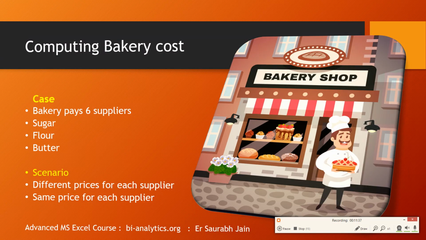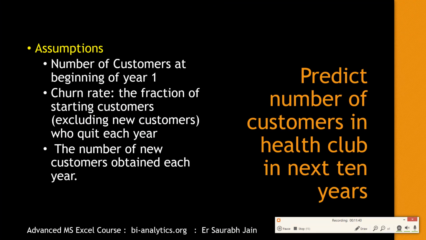Next case. I have to predict the number of customers in a health club in the next 10 years. Say the number of customers at the beginning of year 1, I know. Churn rate, the fraction of starting customers who quit each year. So say if I have 100 customers and 5% go, it means 95 will be remaining. And the number of new customers obtained each year, say if 10 customers join, it will be 105. So 100 minus 5 plus 10, like this.